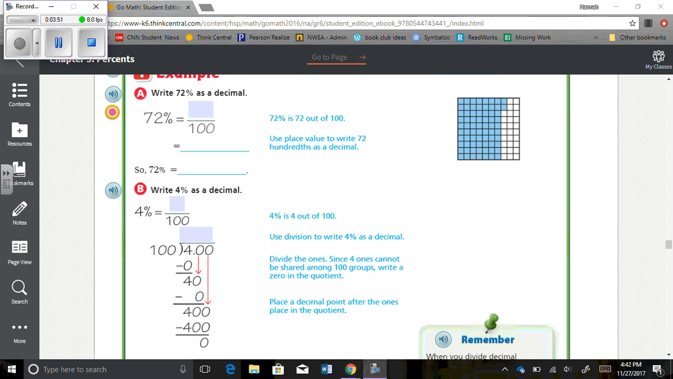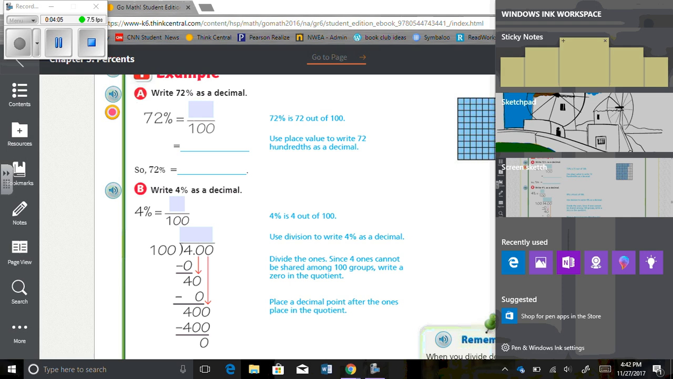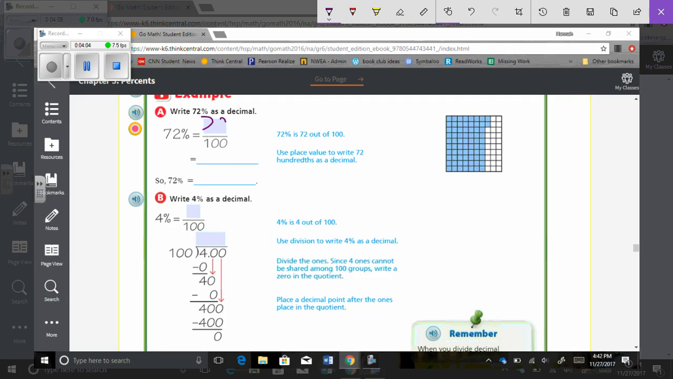Looking at page 276, example, part A, it says to write 72% as a decimal. 72% we know is 72 out of 100. If we use place value to write 72 hundredths as a decimal, we know that if we go 2 place values to the right of the decimal, that would be the hundredths place, so we would just write it as 0.72. So 72% is 72 hundredths.